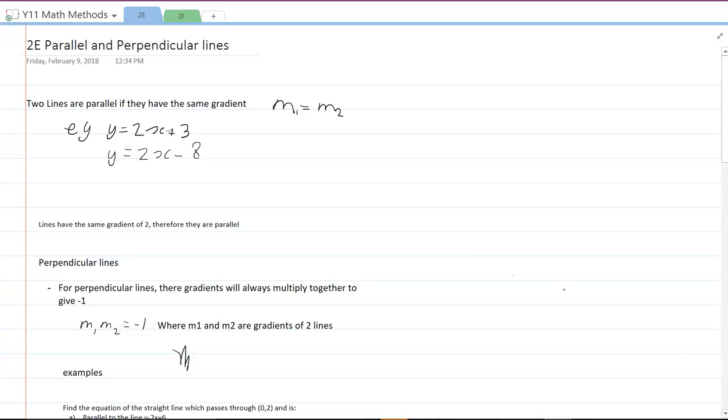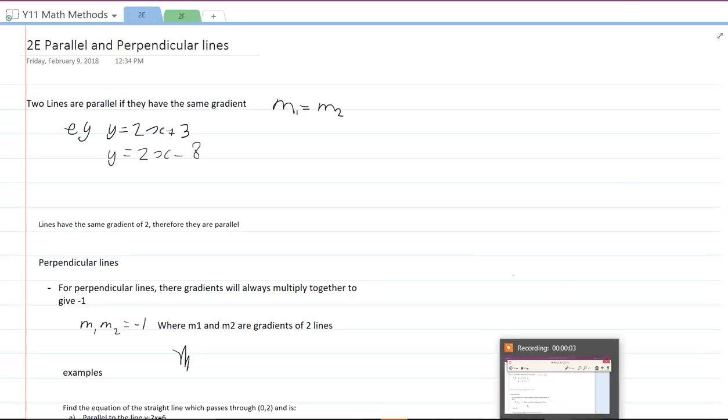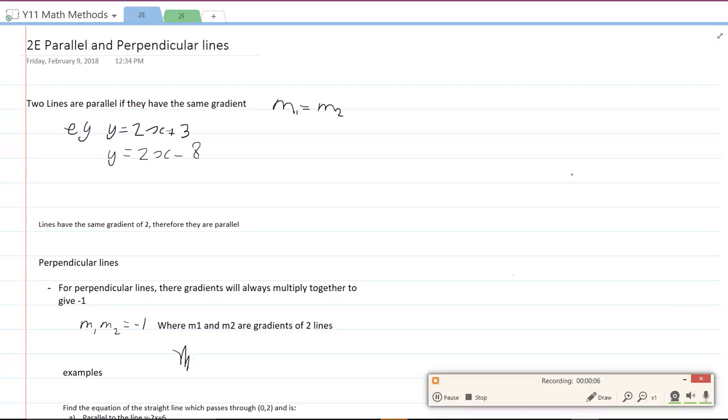Hi guys, so today we're going to look at parallel and perpendicular lines. This lines up with exercise 2E in your textbooks. The first thing we're going to look at is parallel lines.